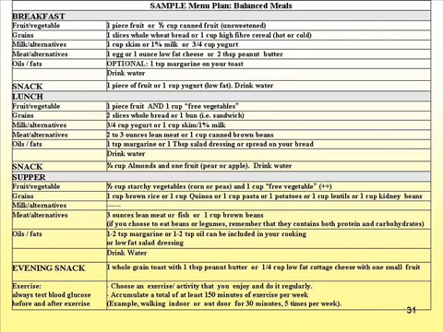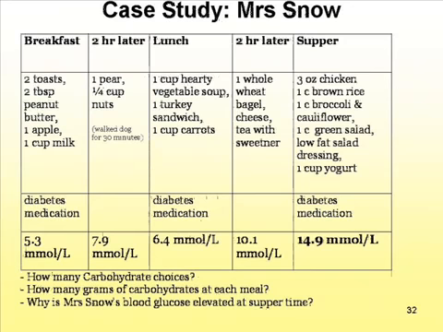And then, of course, we're going to practice. Let's practice with Mrs. Snow. So Mrs. Snow wakes up in the morning, she checks her sugar, and her sugar is 5.3. She takes her diabetes medication, and she chooses to have 2 toasts with peanut butter, an apple, and a cup of milk. How many carbohydrate choices for breakfast?